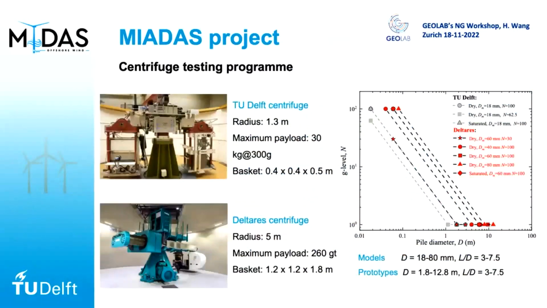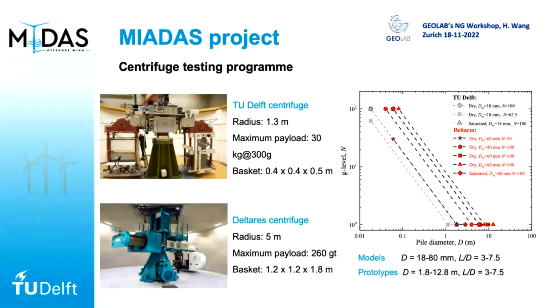So in this project, we are going to use two centrifuges. At TU Delft, we have a small centrifuge, and at the Terrace, we have a quite new and quite large centrifuge with a radius of 5 meters. So using these two centrifuges, as you can see on the right, we can really play a lot with the dimension of the pile. And in the end, we can model prototype diameters from 1.8 to around 13 meters. So basically, beyond your imagination, I think all the monopiles that can be used offshore, we have already kind of covered.